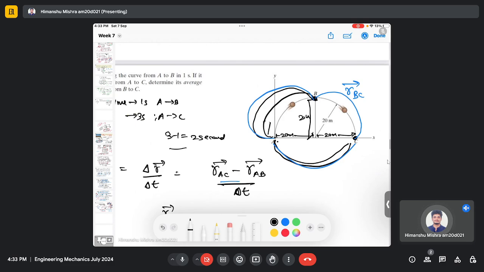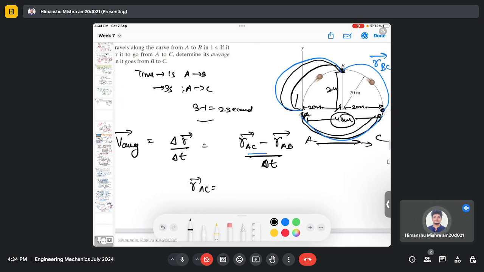And to define the position vector AC, the magnitude here is 40 meters and it is entirely in the x direction because it's a vector quantity. So we discussed that first you need to define the Cartesian coordinate, and you can see that A to C is entirely moving in the x direction and its magnitude is 40. So the displacement vector here is 40i.